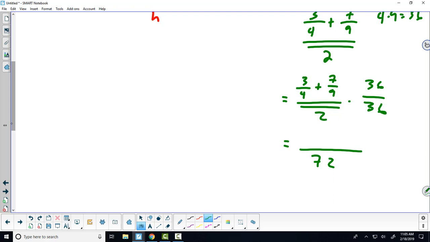But in the top, look what happens. When I distribute this 36 to the first term, I'm left with 3 times 9, because the 4 goes into 36 9 times. And when I distribute the LCD to the second term, 9 goes into 36 how many times? 4, so I'm left with 7 times 4. Folks, if I lost you on that step, you gotta come by and see me.